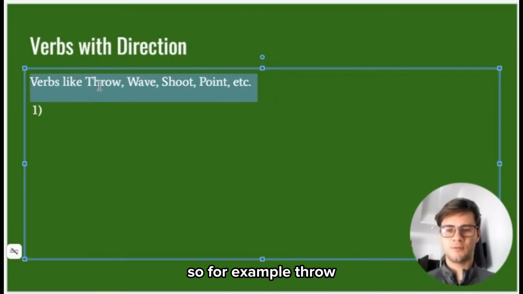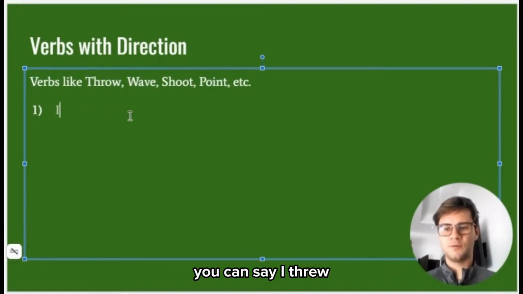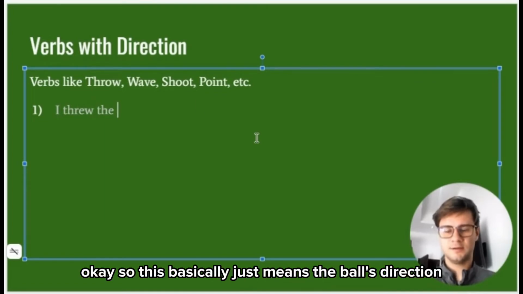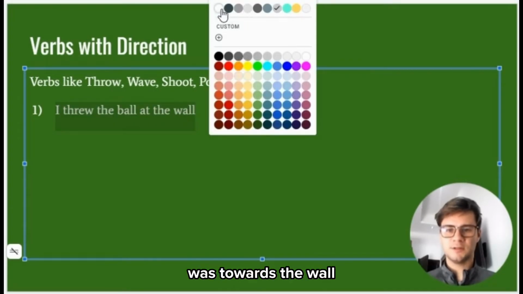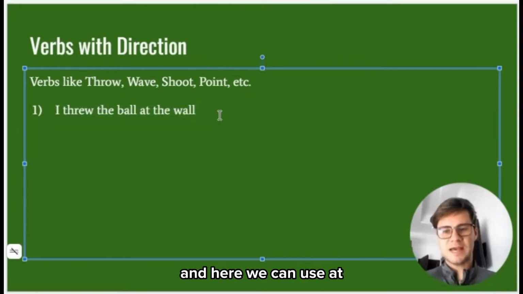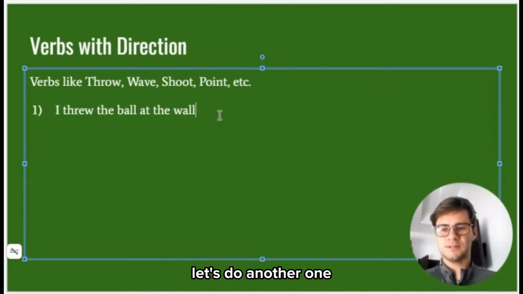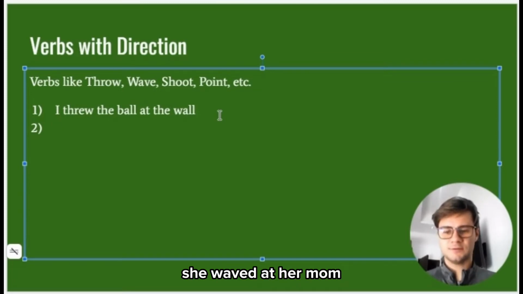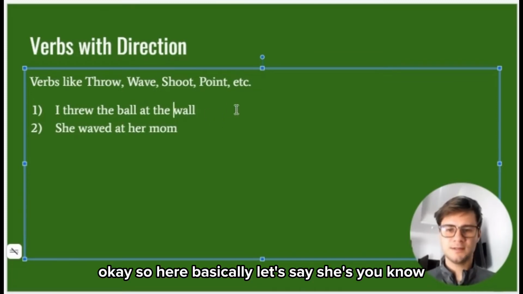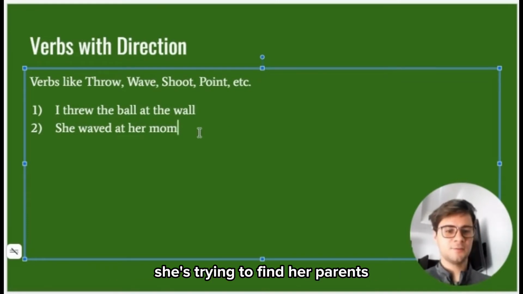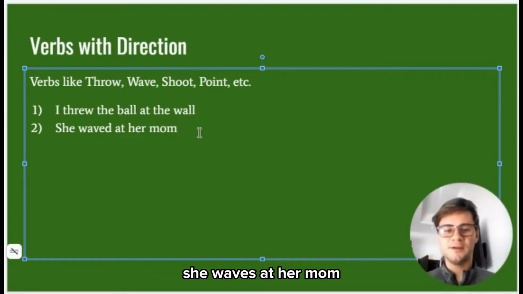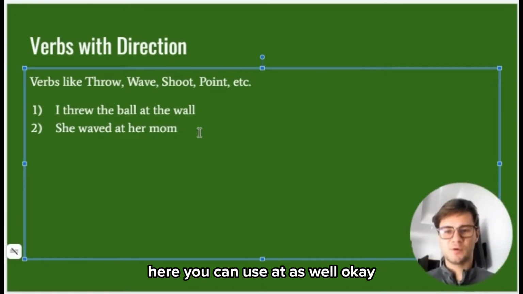So for example, throw, you can say I threw the ball at the wall, okay? So this basically just means the ball's direction was towards the wall, and here we can use at. I threw the ball at the wall. Let's do another one. She waved at her mom. Okay, so here basically, let's say she's trying to find her parents, and she goes like this. She waves at her mom. Here you can use at as well.